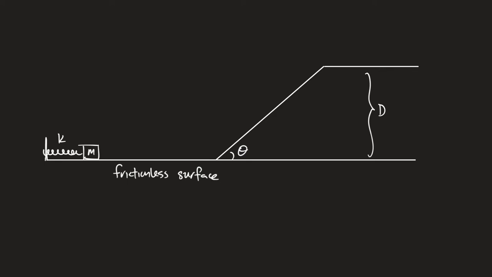Your answer can have d, theta, k, m, and any fundamental constants in it. But again, what I'm looking for is the minimum distance, an expression for the minimum distance that I would have to pull the box back against the spring in order to get the box to the top of the landing.